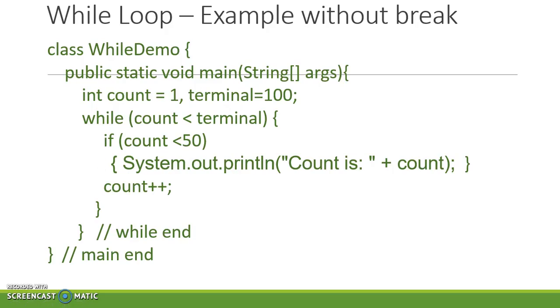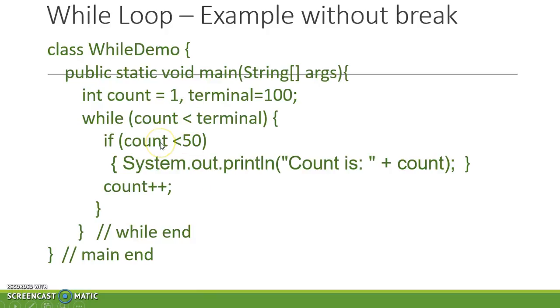So now we'll see an example without using a break. The ultimate aim of this program is to count the numbers from 1 to 49, not to add up but to print the value of count. So here are the variables count equal to 1 and terminal equal to 100. So this expression is 1 less than 100. So it comes inside the loop since 1 less than 100 turns to be true.